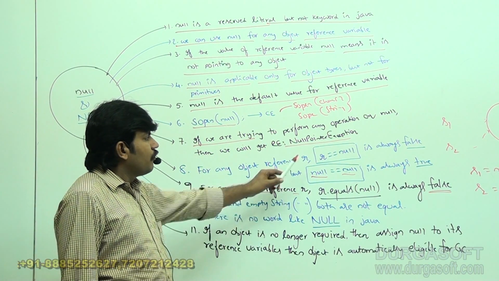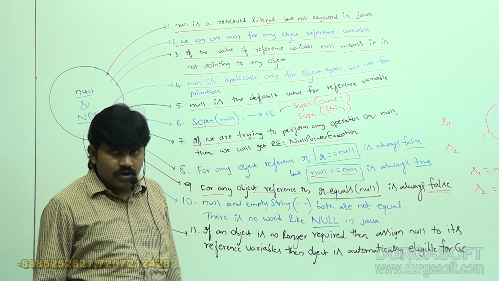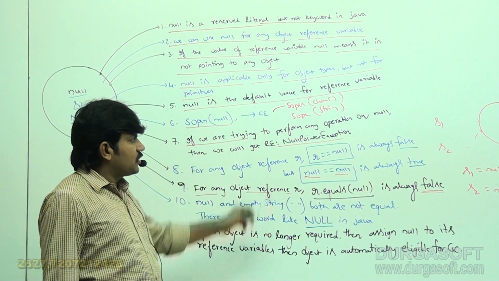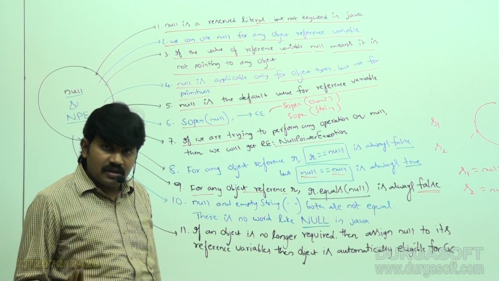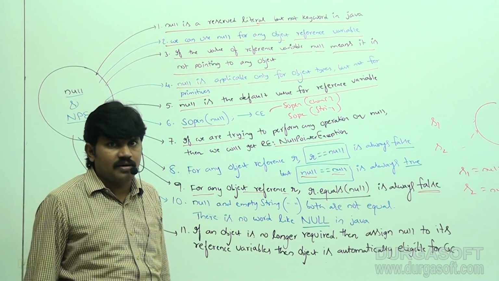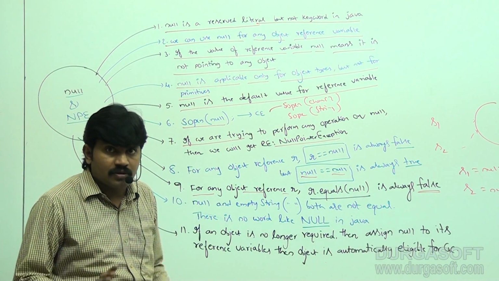If I compare with the double equal operator and the dot equals method, what will happen? Is it a keyword or a reserved literal? Make sure you people are aware of all these things clearly, right? That's all. I hope everyone got it clearly. Now we are in a position to give left and right to null and null pointer exception. Okay, that's all, sir.